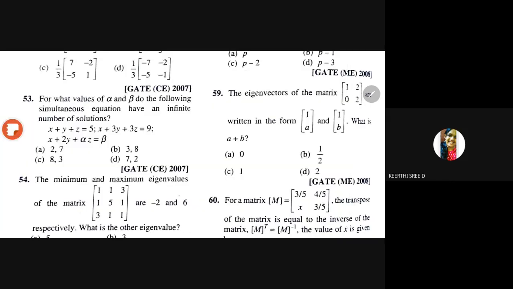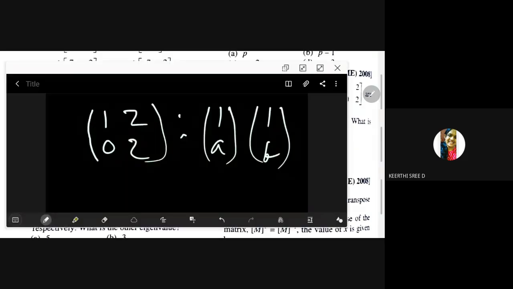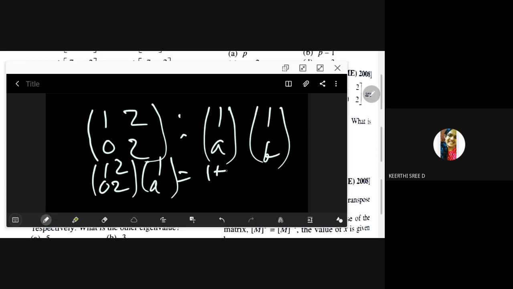1A, 1B. You have 1A is one thing, 1B is one thing. Okay, right? Now see what are A and B. He says eigenvectors are 1A, 1B. Now how will you respond? See, if you multiply this with 1a, what you are getting? You are getting 1 plus 2a. Is it right? 1 plus 2a.